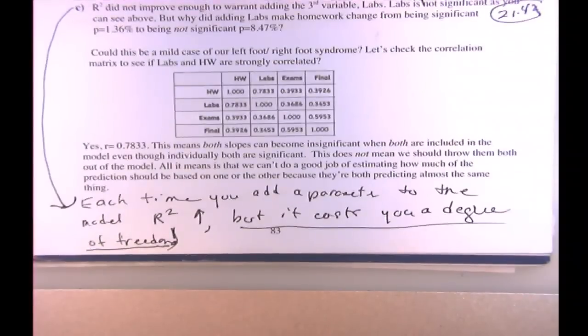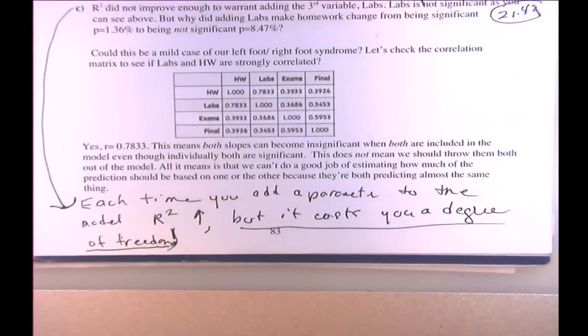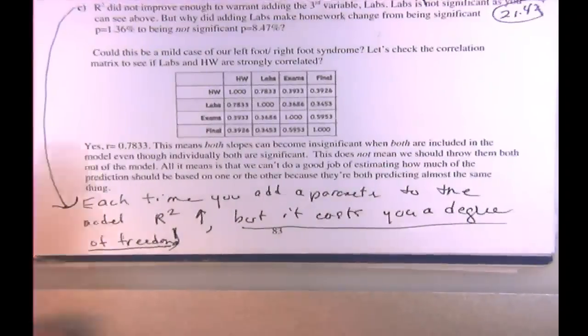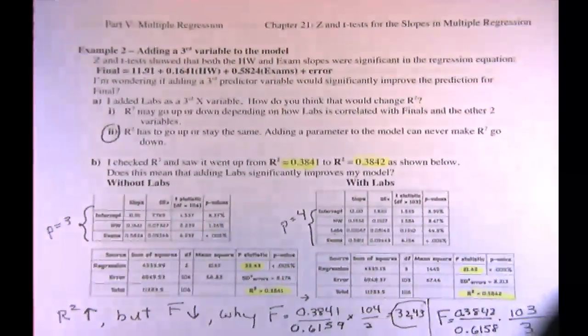Labs was significant on its own, and it looked like a great parameter for me to add. It wasn't like a hinky-dinky little parameter. It looked like a great parameter. So why did it do this? If you look at the significance, you're going to have to look at all this when you really do this. You look at what happens, and look what happened.